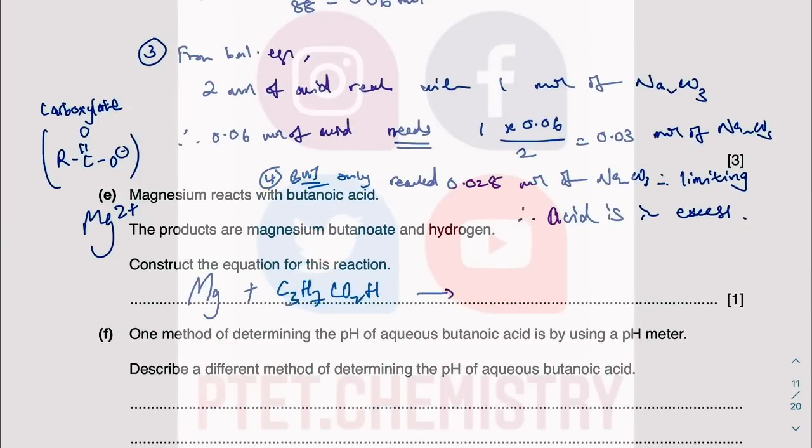C3H7CO2H is going to give you not CH3. It's going to give you C3H7CO2, okay? 2 of it, and then magnesium. This one is this one with a minus. Is a -1 overall. 2 of it is -2 overall. 2 plus on the magnesium. So the charges balance. You also get hydrogen.